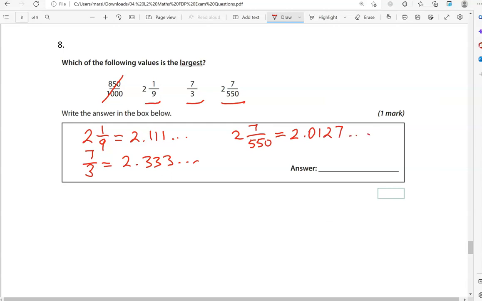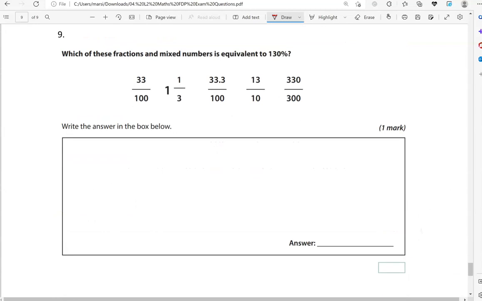So which out of these is the largest? All 3 start with 2, so we can't differentiate for that part. So we need to look at the first digit after the decimal point. That's a 1, that's a 3, and that's a 0. And the 3 is the largest. So that means that 7/3 is the largest. And we don't even need to look at the other digits, because that first digit after the decimal point has the highest value of all the digits after the decimal point. So 7/3 is the highest of them.